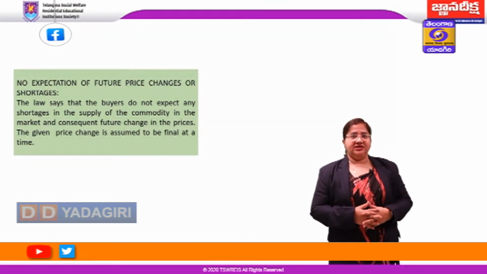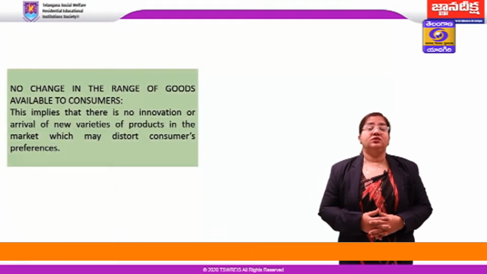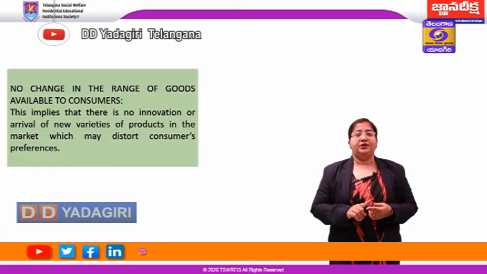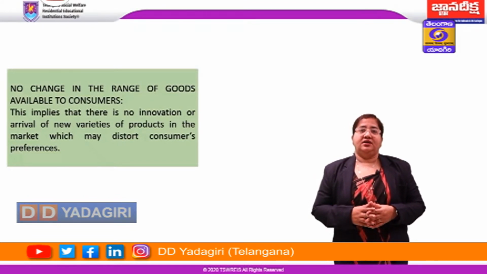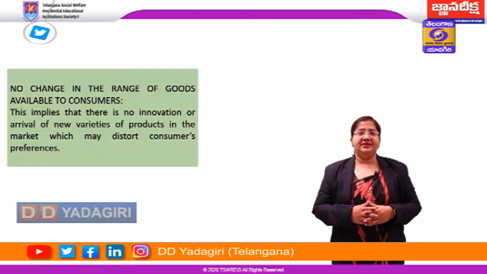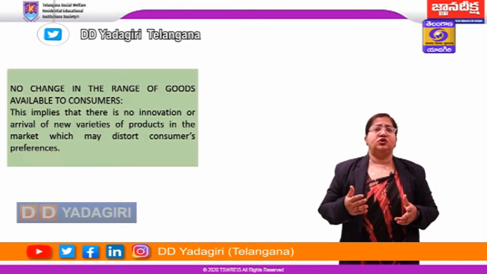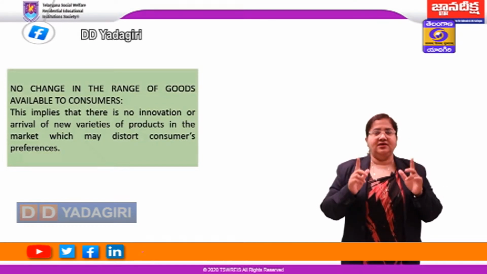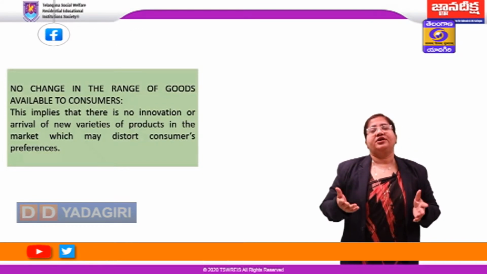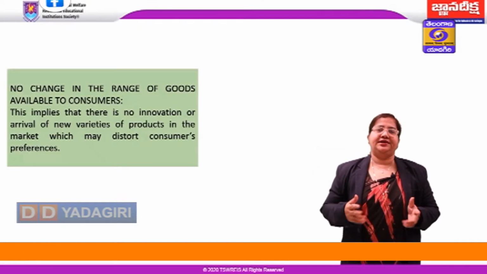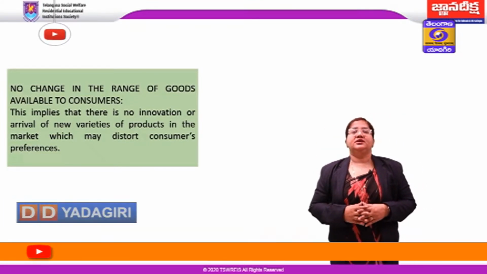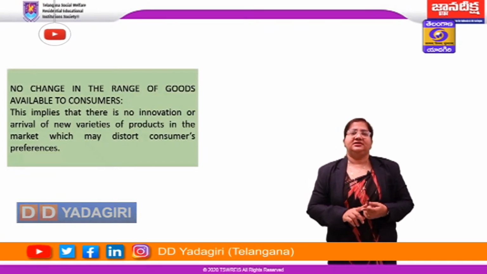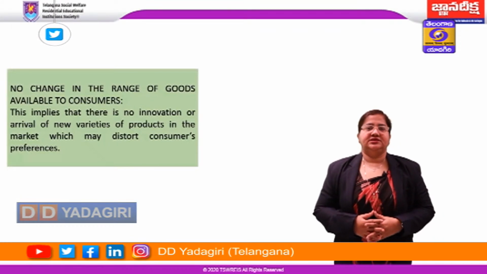The next one is no change in the range of goods available to consumers. This implies that there are no inventions or innovations or new arrivals of varieties of products in the market. When new inventions or some new product arrive in the market, what happens? It distorts our preferences. We may buy more of a commodity even at a high price, we are ready to buy it. So this distorts the consumer preferences and invalidates the law of demand. So here the factor is no change in innovations.